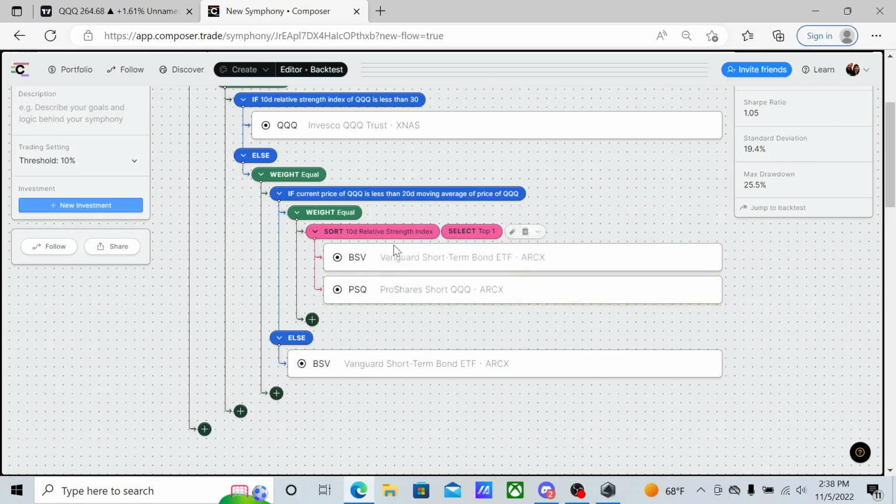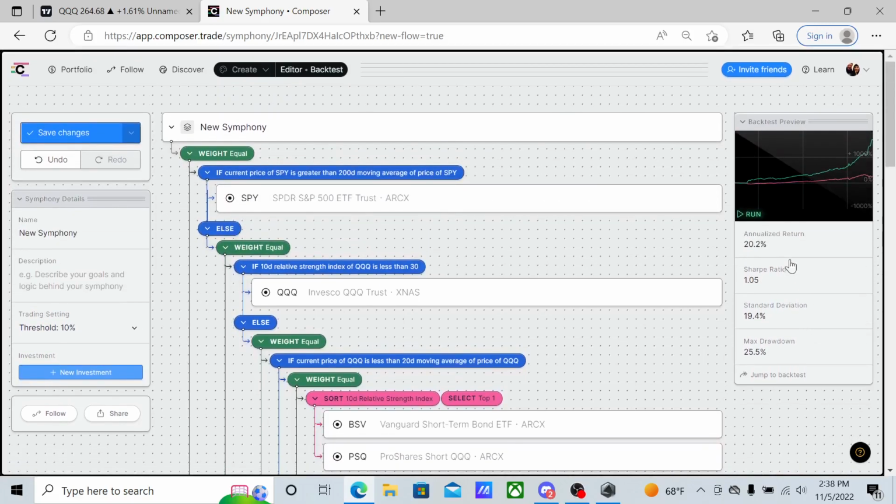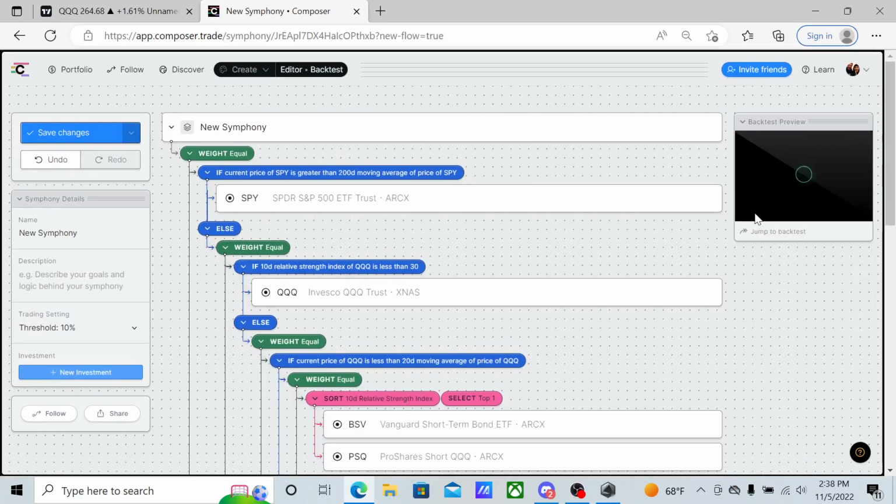If that is not occurring, this is occurring below the 20-day moving average. So if it's above the 20-day moving average, you're just going to go to bonds. So plug that in and see what it does.